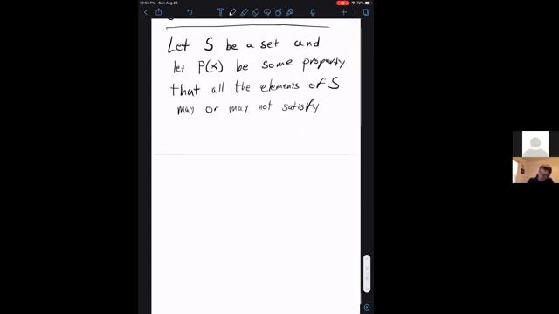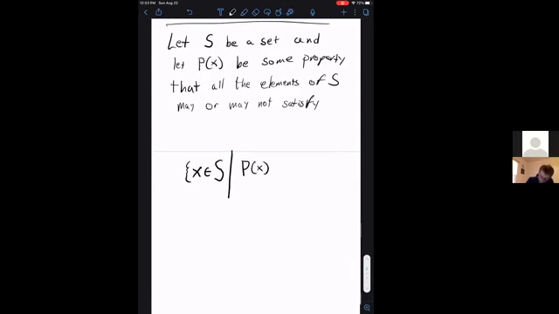Okay. So we're going to define this thing, and this is how we're going to write it. We're going to write X in our set S with a bar, P of X. So this is set builder notation. I'll make the bar a little less exaggerated. This is what set builder notation is.